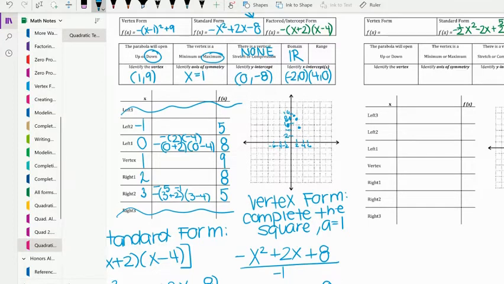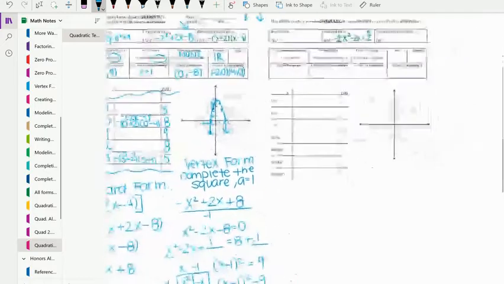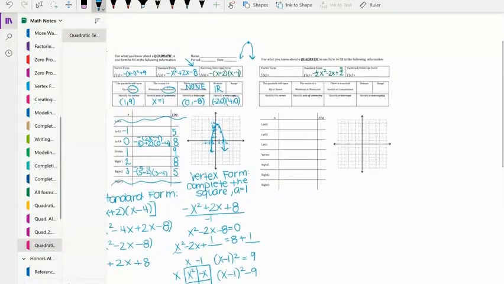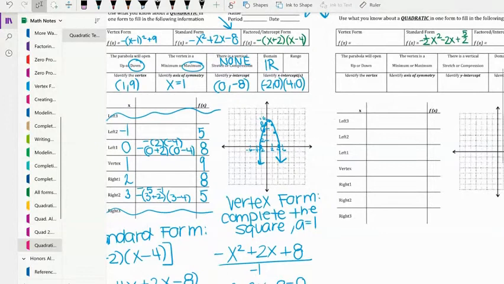Okay, so from there, we're also going to plot our x-intercepts because, yes, we do have 5 points, but we want to figure out where they cross the x-axis. So (-2, 0) and (4, 0). And then we are going to go ahead and graph that. So there we go. Okay, looking at the next example, actually I forgot to do a range. Because it's going down, the range is going to be y is less than or equal to 9.